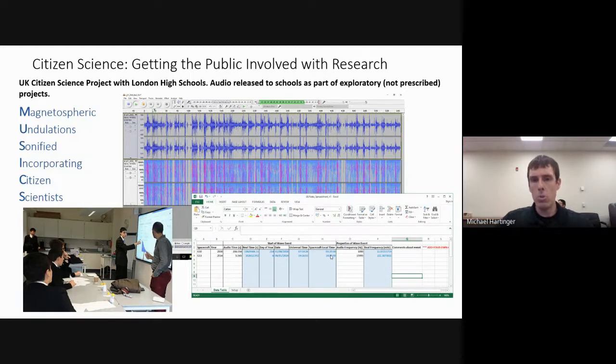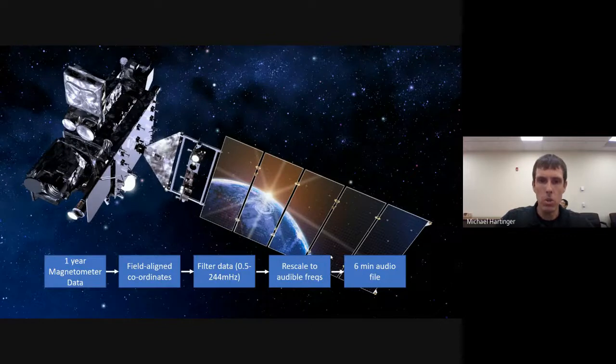But you had all these high school students looking at the data and listening to the data over about 1 year of GOES satellite data. And very quickly, I guess I should mention, the processing that was used is basically what I already talked about. They took 1 year of GOES satellite magnetometer data, put it into a coordinate system where they could look for the types of waves that were of interest. Field line coordinate system is kind of a natural system to look at these waves. And then they did some filtering, and they rescaled the data to audible frequencies to get a 6-minute audio file.